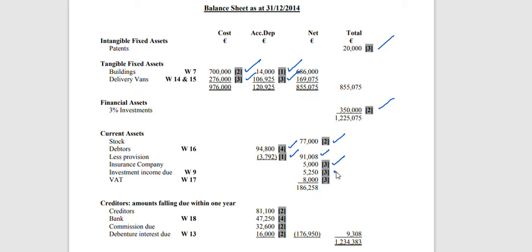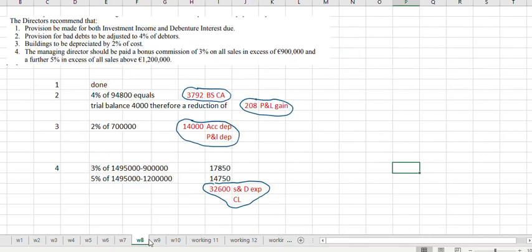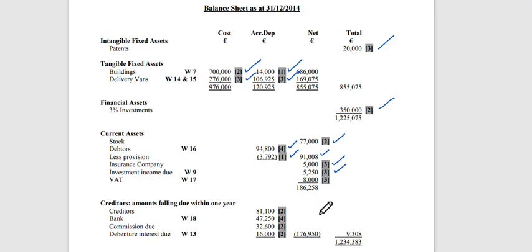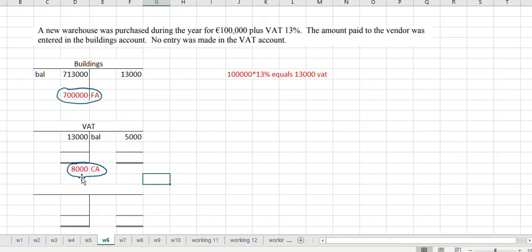Investment income due, we had a note there. Remember, that was a sneaky enough note to do with the bank reconciliation. Where was it? Bank reconciliation. We had 2 months investment income here was taken away again. So 5250. VAT, that was to do with the suspense note. I think 8,000. No, that. Oh, that was to do with the buildings note. Yeah, here we go. There's your VAT, 8,000 current asset.